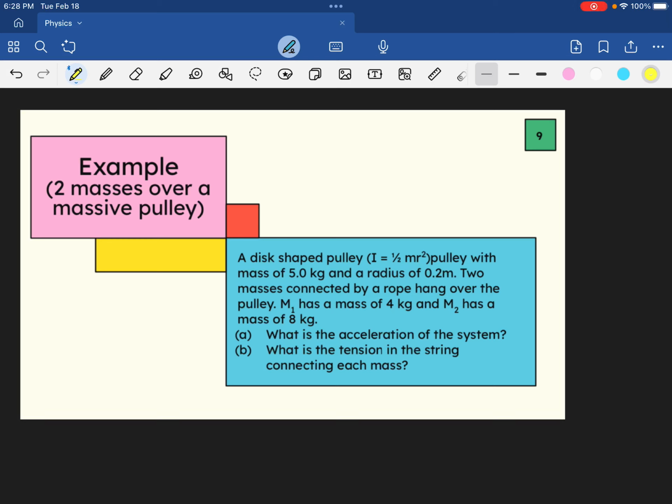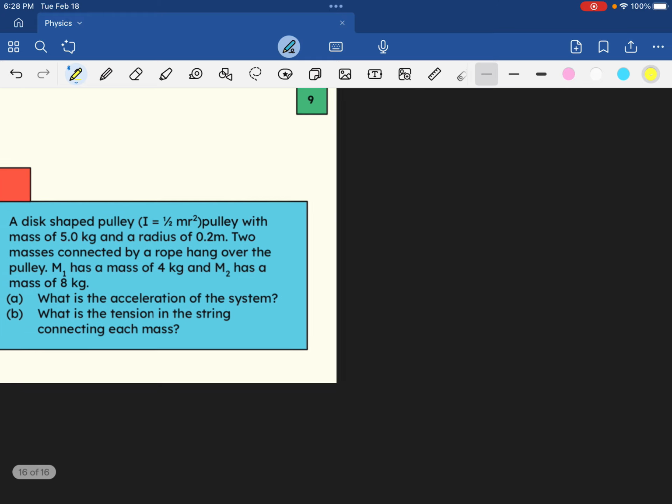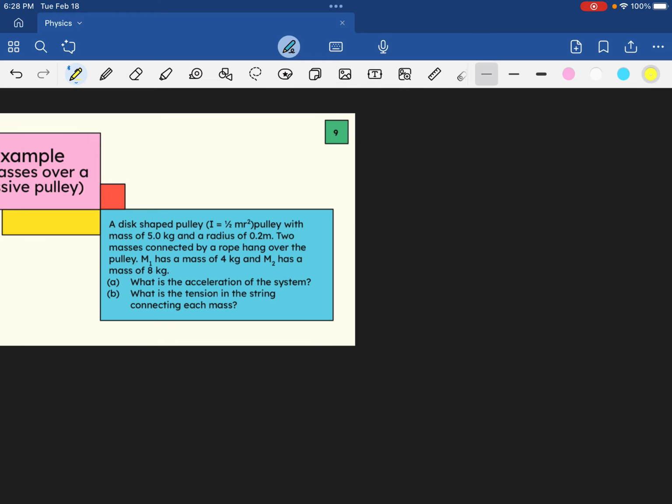Here we have an example of a massive pulley with two masses hanging over it that are connected by a string or a rope. We're going to solve this problem, making sure that we take into consideration that this is a massive pulley, a pulley that has mass, which therefore has a moment of inertia and has rotational acceleration. And that ends up giving us two tensions in the string that are not equal.